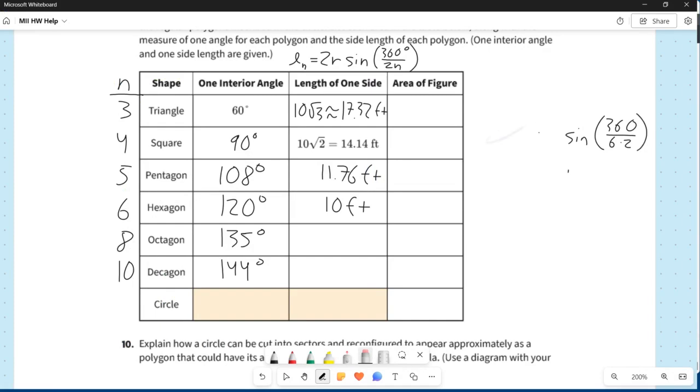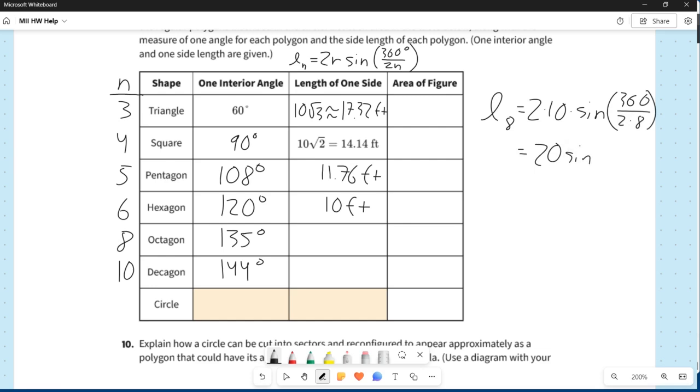Two more in this column, and then we're on to area. An octagon has 8 sides, so L sub 8 is 2 times 10 times the sine of 360 divided by 2 times 8. So we end up getting 20 sine of, 2 times 8 is 16, and 360 divided by 16 is 22.5 degrees.